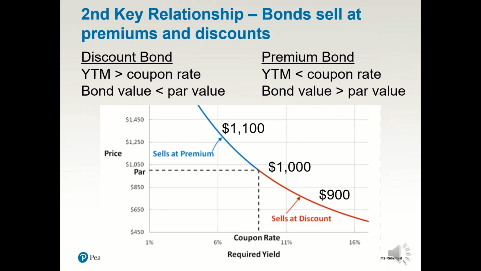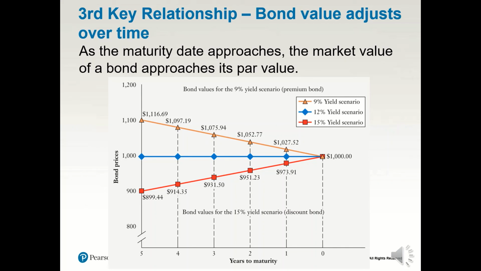The third key relationship is that as the maturity date approaches, the market value of a bond gets closer and closer to its par value. The reason is because there's less time to collect the coupon payments or the interest, and more of the bond's value relates to the maturity amount, usually the $1,000 being returned. The closer we get to the maturity date, the less the coupon payments matter, and we're only looking to that payback amount, the par value.